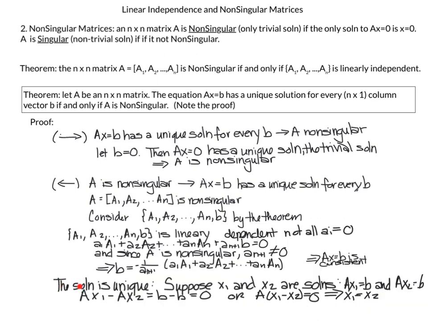To show the solution is unique, we're going to do a proof by contradiction and assume we have two solutions, x1 and x2. That means Ax1 is equal to b and also Ax2 is equal to b. So Ax1 minus Ax2 is equal to b minus b, which is equal to 0. We can also then factor out by our matrix properties. We can factor this so that it's A(x1 minus x2) equals 0. Since A is not equal to 0, that means x1 minus x2 is equal to 0, which means x1 is equal to x2, meaning that there really is only one unique solution.